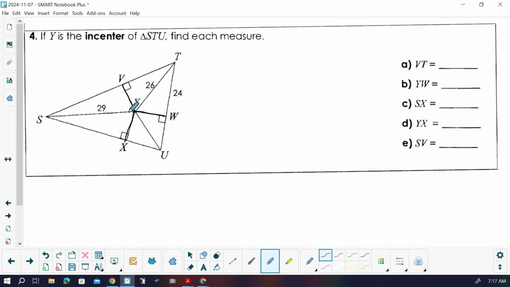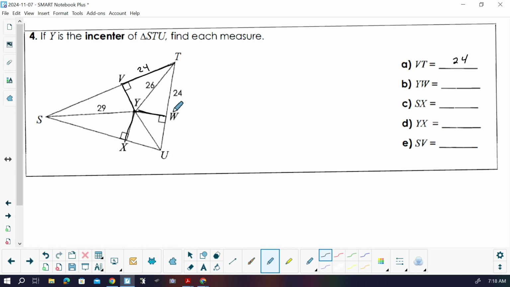Now notice that the corners are not the same, so I can't know this one yet. But I do know that if this one is 24, then this one right here is also going to be 24. And that's about all I can find quickly and easily. So let's see what the questions ask for. It says VT. Okay, well that's an easy one, 24.